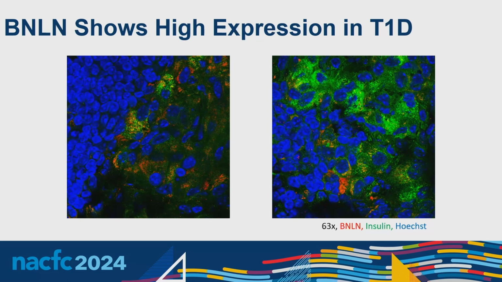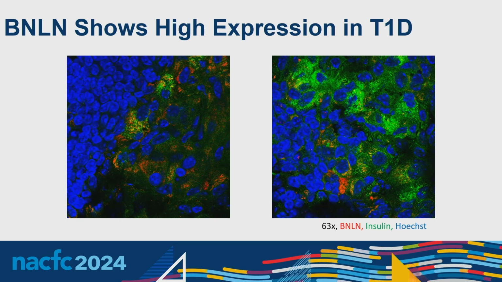While there is some co-expression shown here, especially, you can see the yellow markings in there between BNLN and the beta cell, I want to highlight over here in this type 1 diabetic mouse this really, really dense population of red BNLN expression that is not associated with insulin expression or beta cell. So that is some non-beta cell type that we have yet to identify at this stage that is highly, highly expressed in the disease condition.